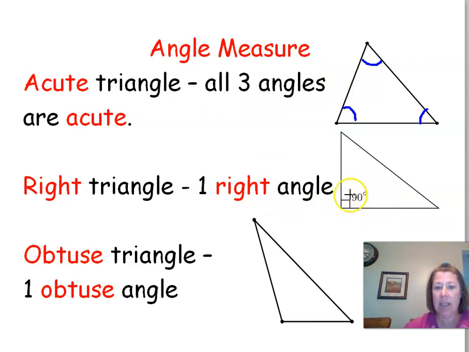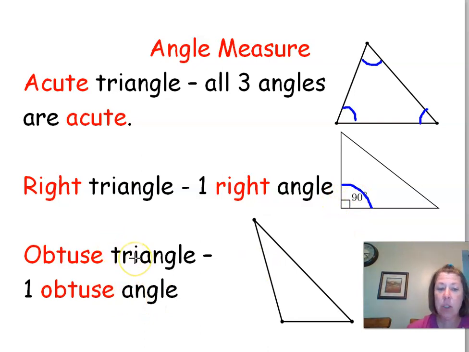So now let's take a look at this triangle. You'll notice here that this triangle has that square angle, that right angle. So it's called a right triangle. And a right triangle has 1 right angle. And you'll notice here that because this is a right angle, these are also both acute angles. So a right triangle has 1 right angle.